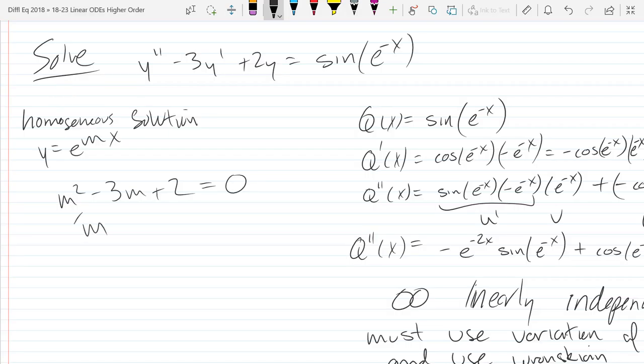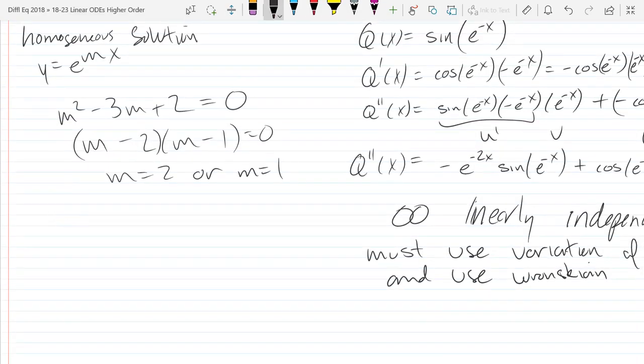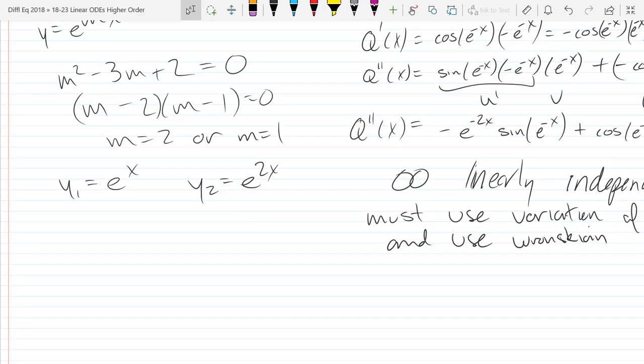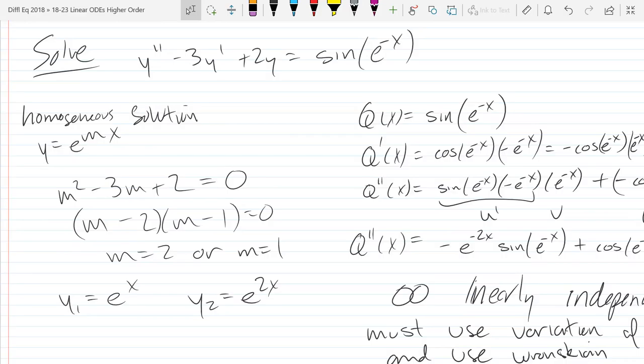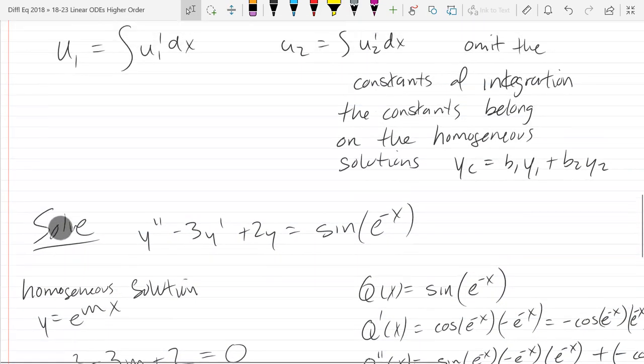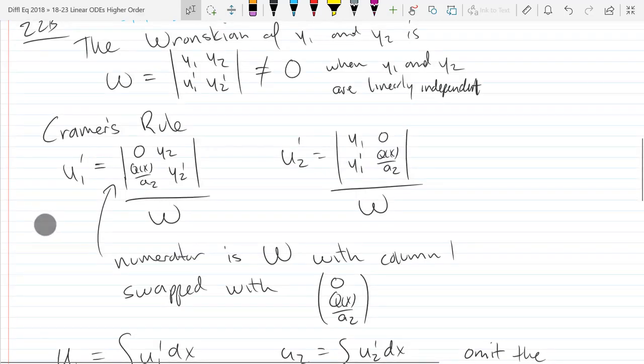This hopefully factors nicely. Yeah, both negative. All right, so m equals 2 or m equals 1. So we'll take our first one as e to the x for y1, and y2, the second, will be e to the 2x. So there's y1 and y2. All right, I'm going to look back at the definition for the Wronskian. So we've got y1, y2, and then y1 prime, y2 prime on our second row.